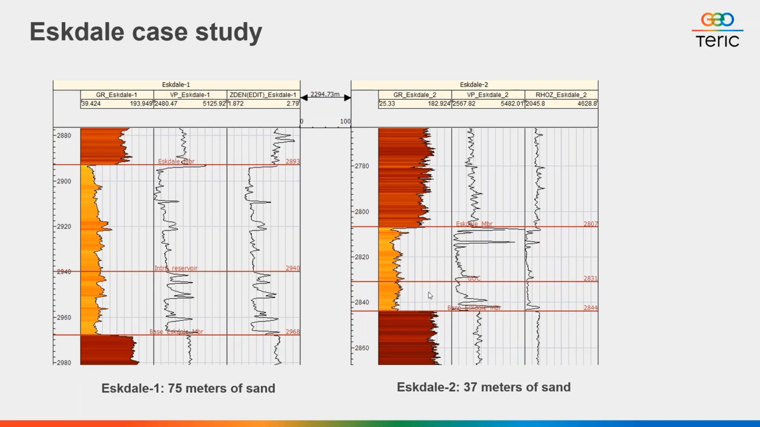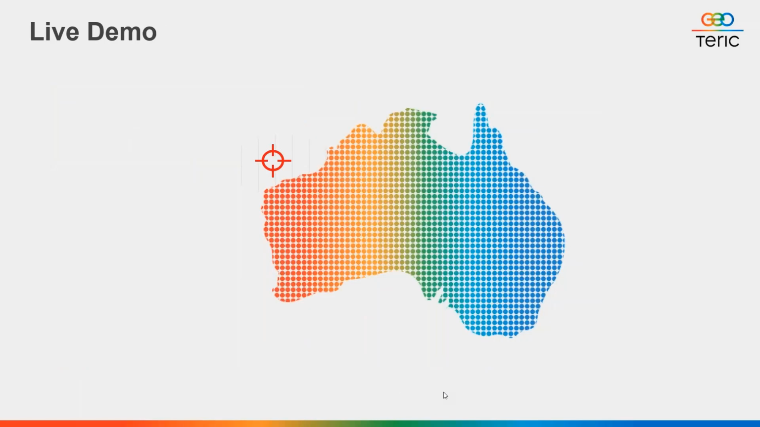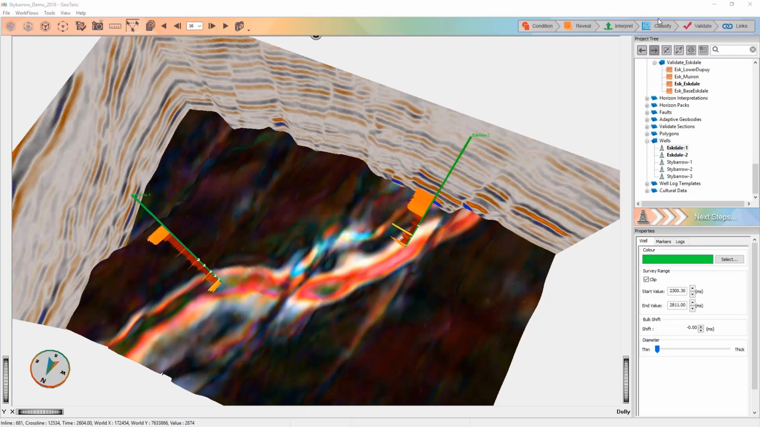So I think with this study, what we are going to do is we will start with Eskdale 1, and we will create a model based on the results from Eskdale 1, and then we will try to predict what thickness is expected in the area where Eskdale 2 was drilled. So I'm just going to start now in GeoTeric, and we are going to show you a live demo of this field. Yeah, so I've got GeoTeric up here.